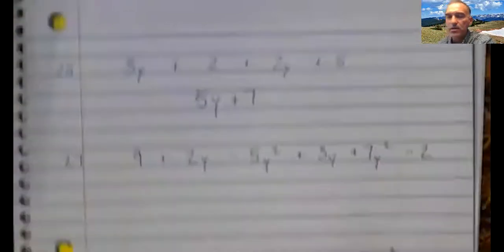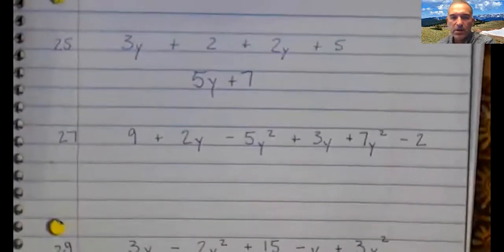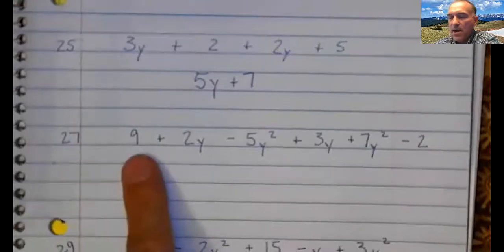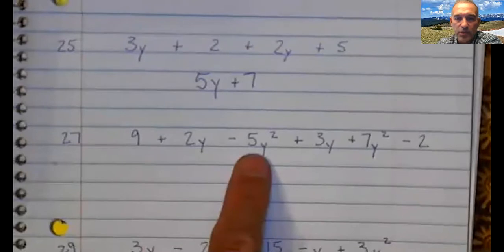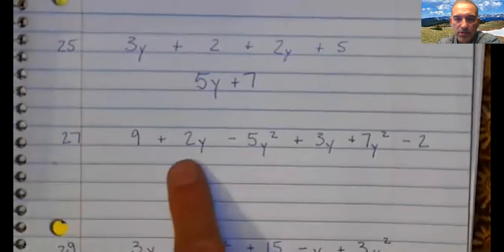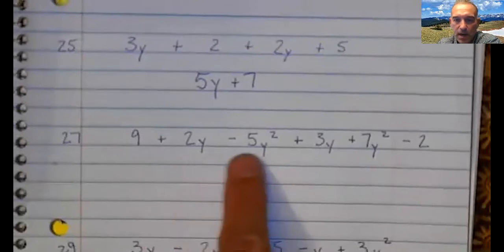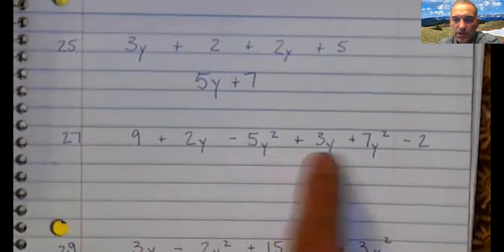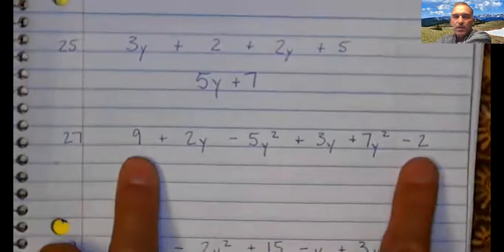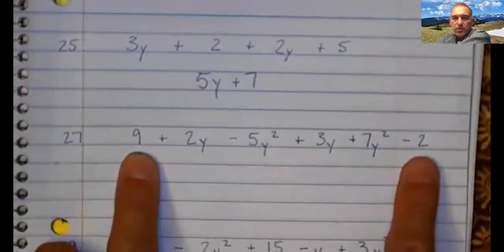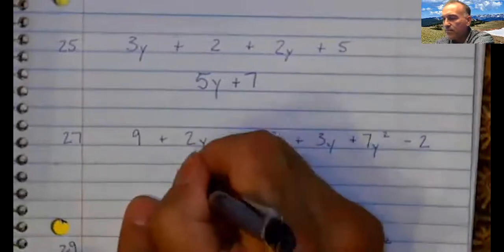How about this ugly one here? Look at this one. Wow. 9, 2y. This one's different. This is y squared. Remember, that one's just y. I look, oh, there's a y. Here's another y squared. Okay, so here's what I see. These are constants. So I can do 9 minus 2, that is 7.